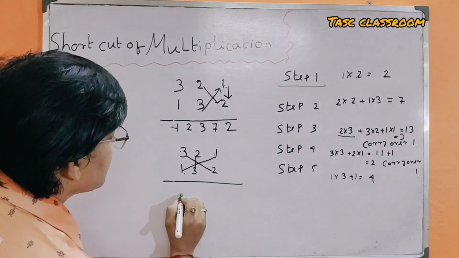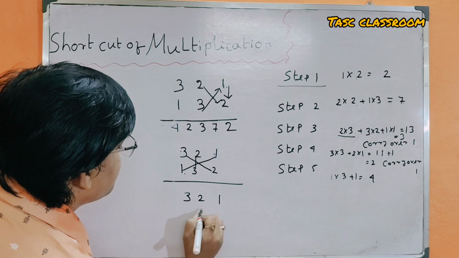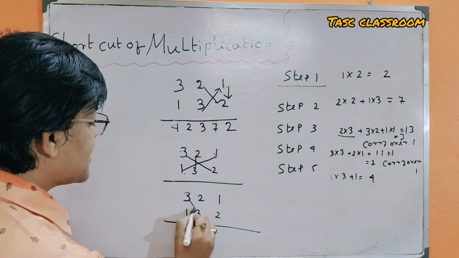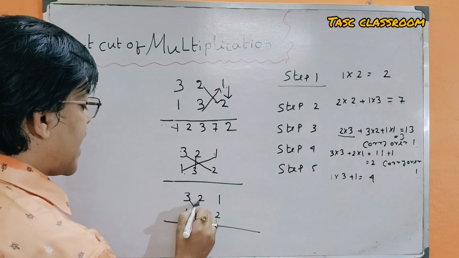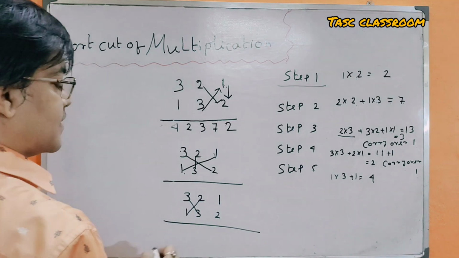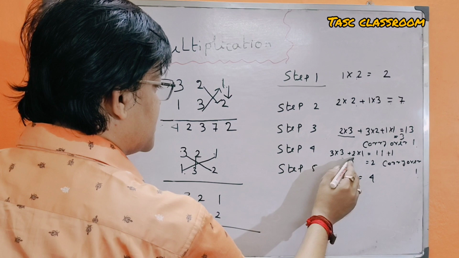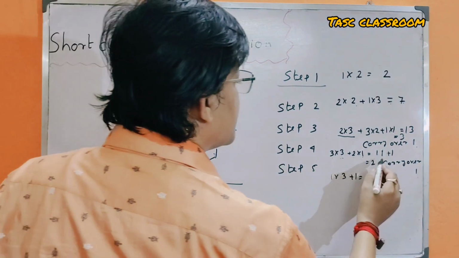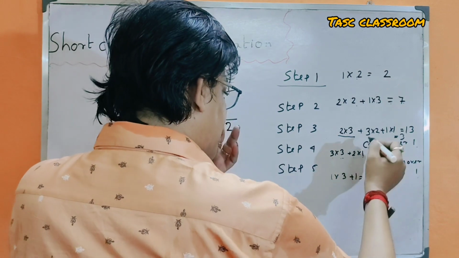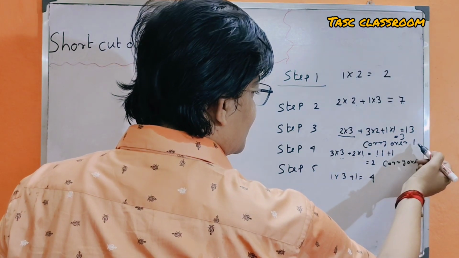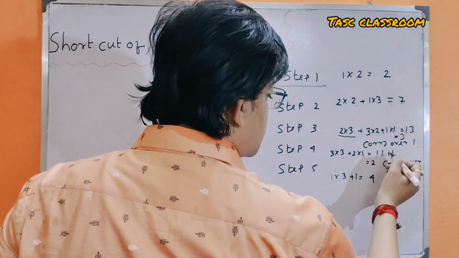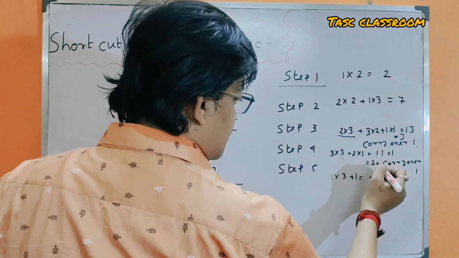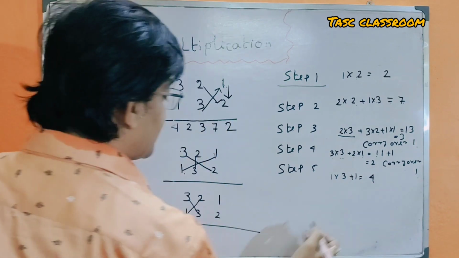Step 4. 3 is multiplied by 3 and 2 is multiplied by 1. That is 3 into 3 plus 2 into 1 is equal to 11. And the previous 1 should be added. Then 11 plus 1 is equal to 12. We write 2 and carry over 1.